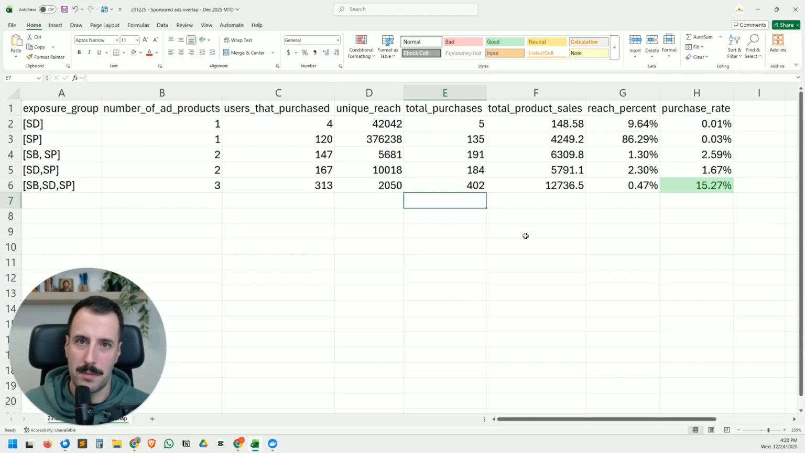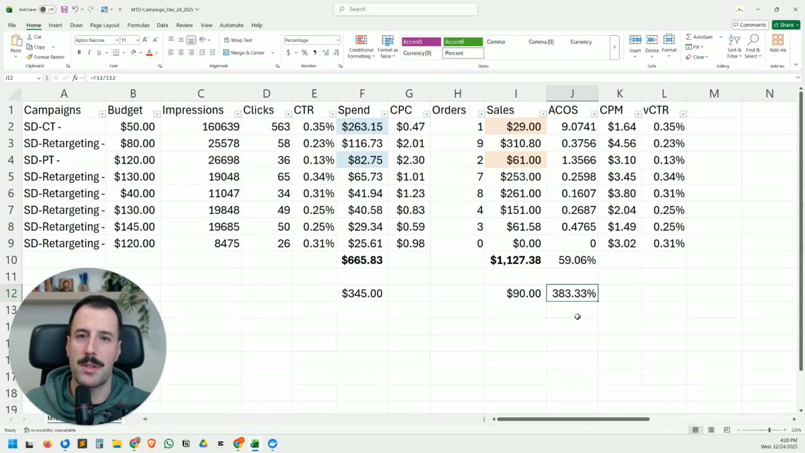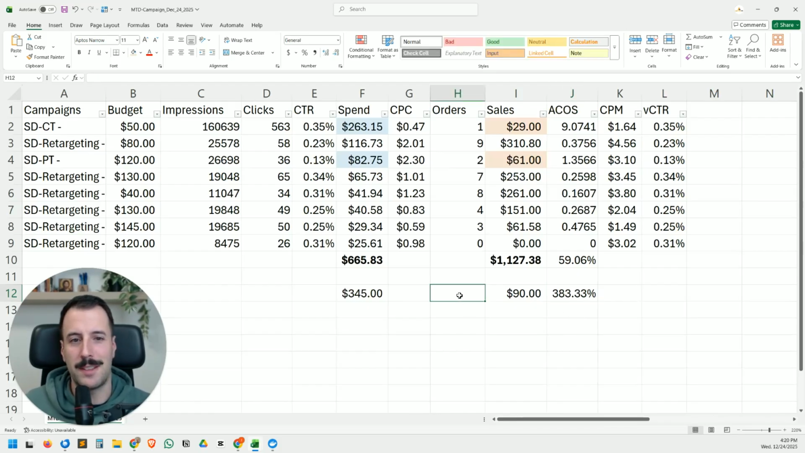Let me know if this sparked certain questions in your head. I think it will, because anybody who sees the ACoS of 383% would go nuts, and I don't judge them, but there's a deeper level of all of this data.